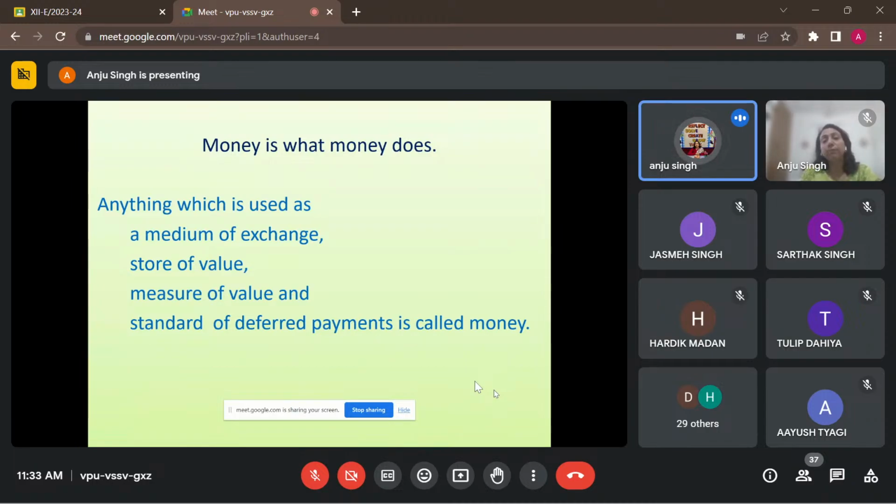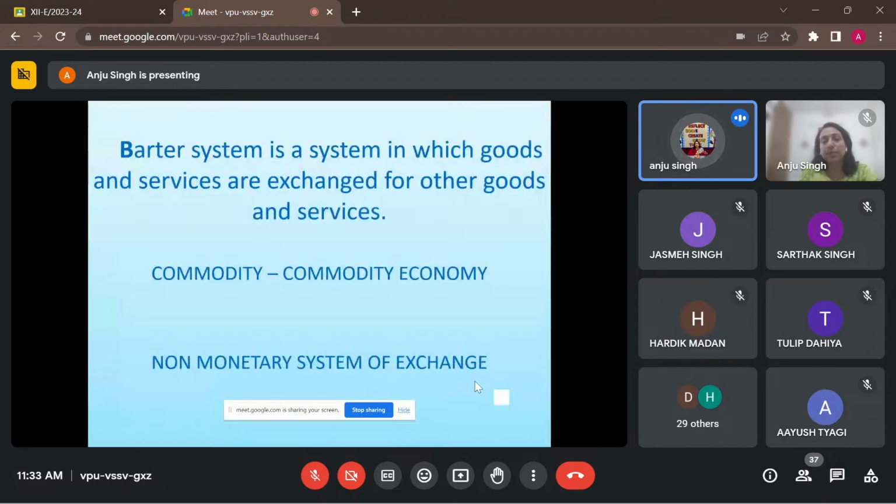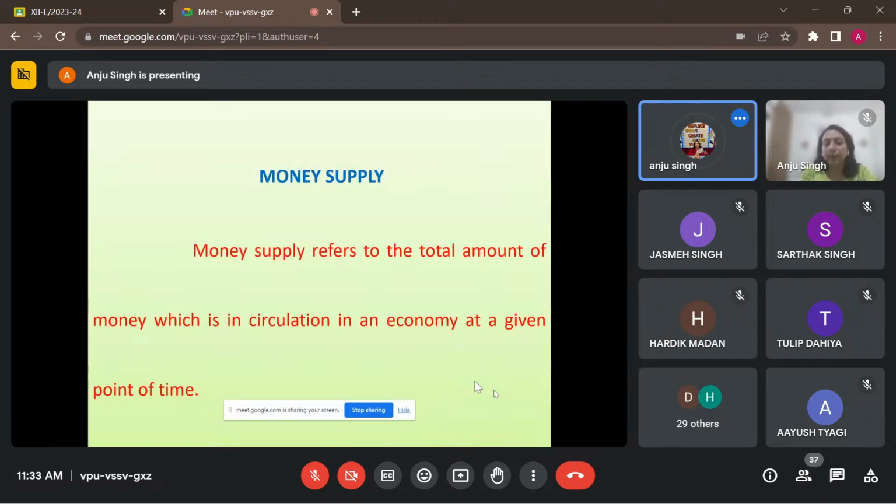For all those who were not present on certain days, it will be a very good recap and they can catch up on whatever they have missed out. For the others, it will be a recapitulation of what we discussed about the barter system in the class, where we exchange commodity for commodity, and it was a non-monetary system of exchange.